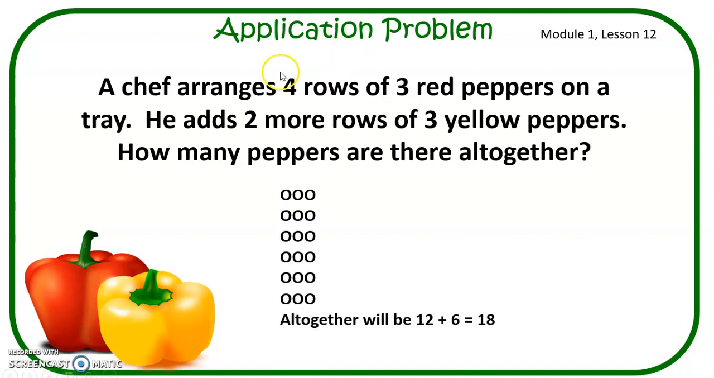Now looking at this, this is 1, 2, 3, 4. 4 rows of 3. He added 1, 2 rows of 3 yellow peppers. That will be 1, 2, 3, 4, 5, 6. Now altogether, the first was 12, 4 times 3, and this is 6, 2 times 3. So 12 plus 6 equals 18. So there are 18 peppers altogether.